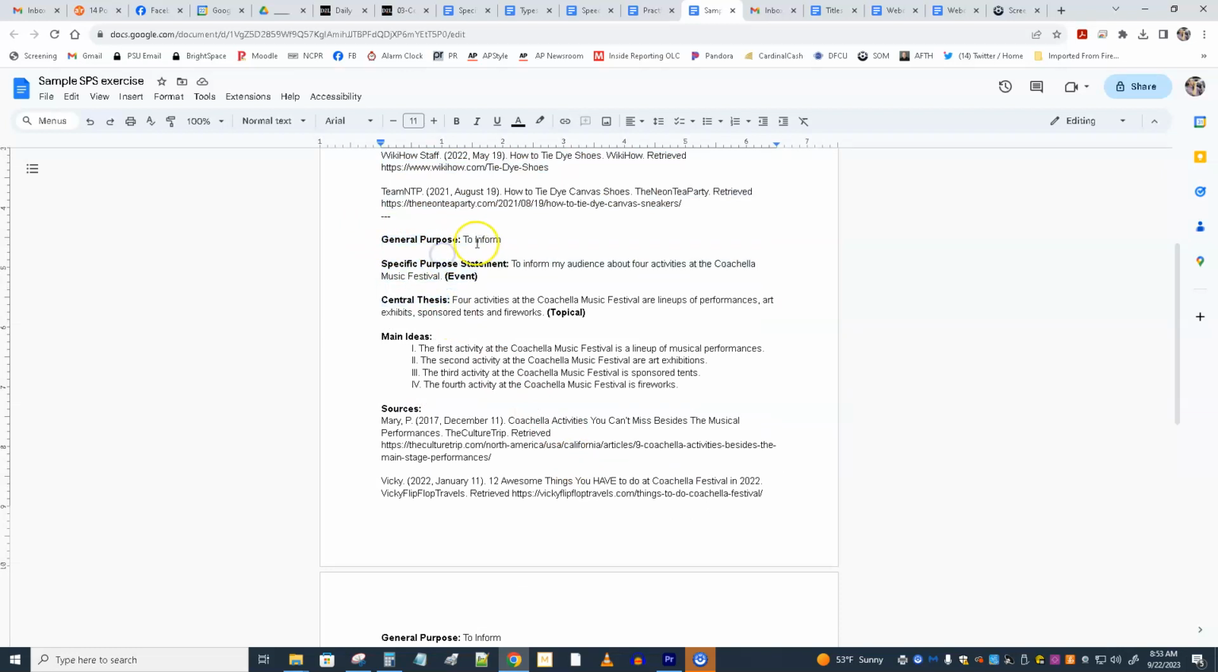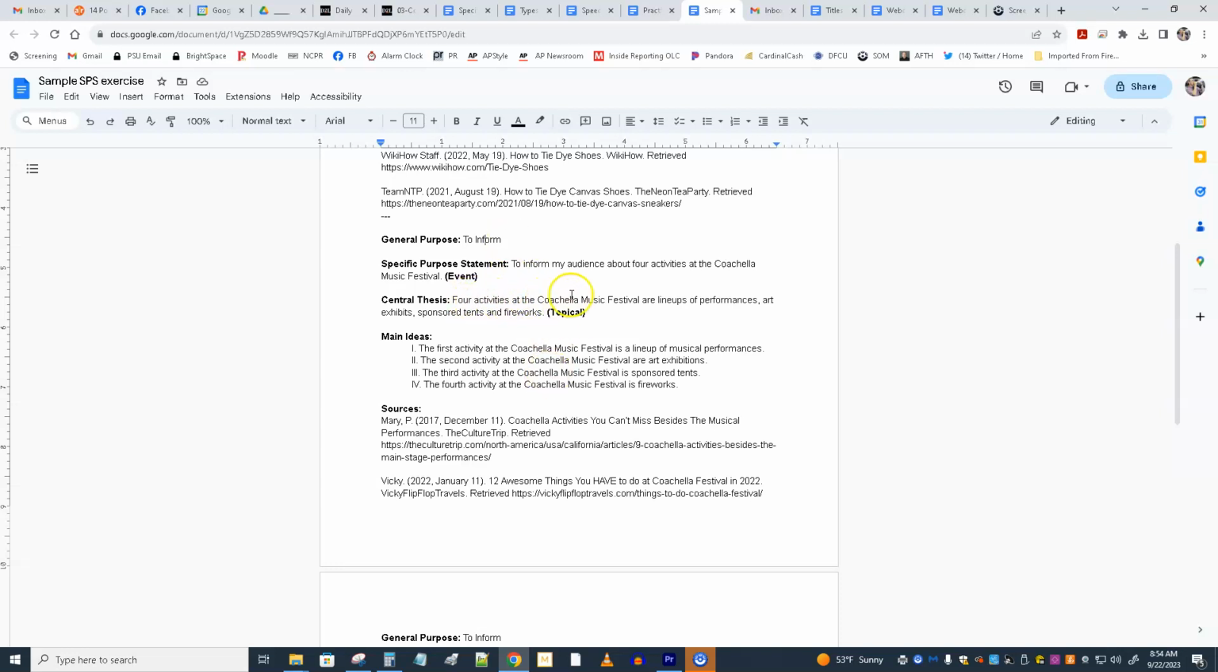Okay, so yes, the general purpose still is to inform. For all these it should be, and for what you're going to do it should be also. To inform my audience about the 4 activities at the Coachella Music Festival. By the way, these first 2 are from Tamiya, in an assignment similar to what you're going to do. You have to create 4 of these. Notice that this is an event. Well, it's pretty obvious it's an event. It's a music festival. It's a thing that happened. It has a before and after in a certain time that it happened, right?